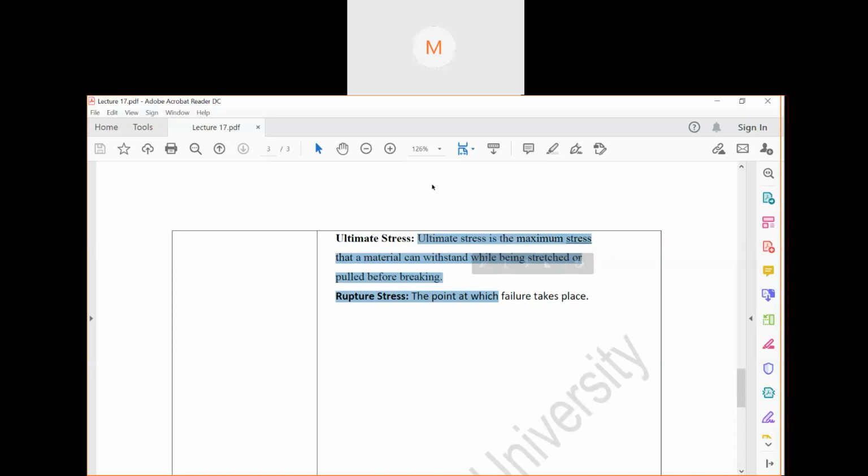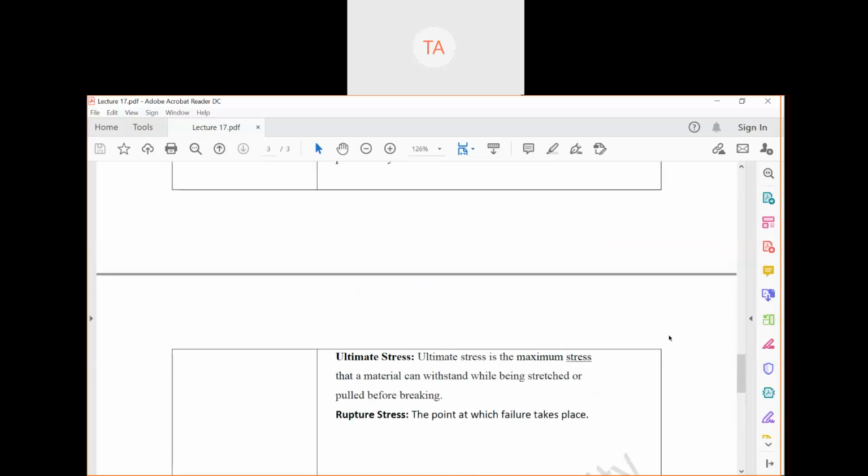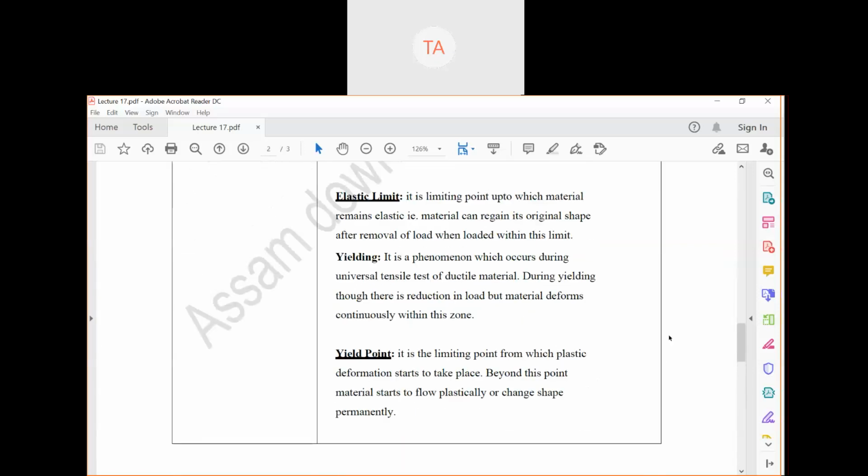Hello, sir. Yeah, please. Why, sir, is the elasticity of iron or steel greater than that of rubber? Why is the elasticity of steel greater than rubber?